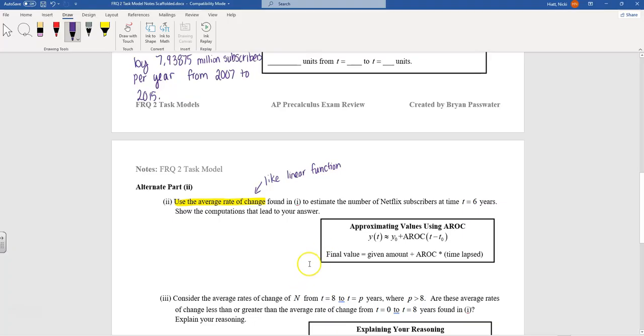You're going to take a given amount plus your average rate of change times the time that passed, right?